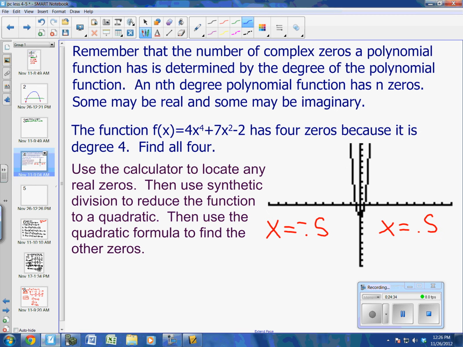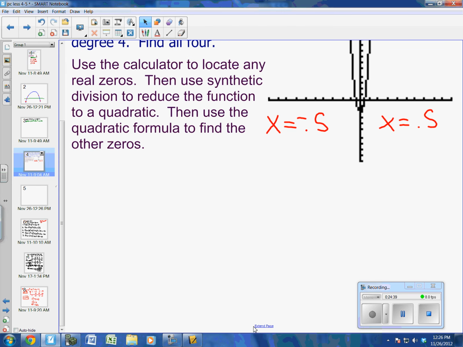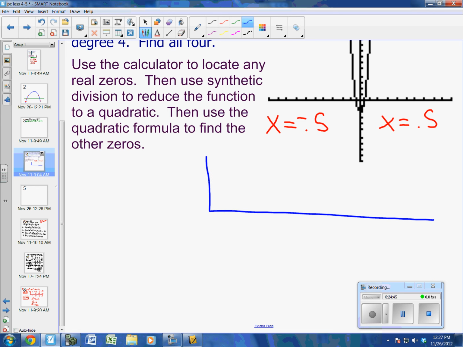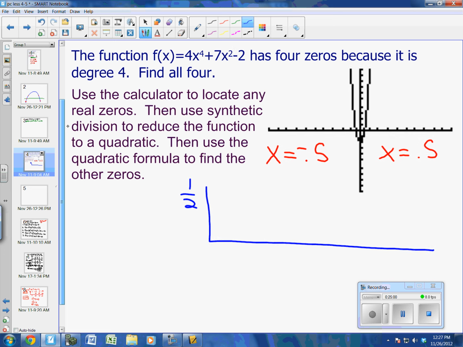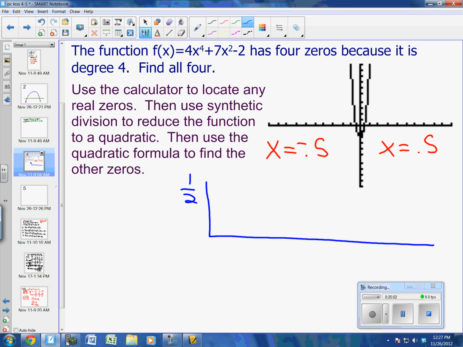So this is what we're going to do right here. Whoops, go back to this one. Okay, so here we go. We're going to start right here, and since we already found the real zeros, we're going to divide negative 0.5 and positive 0.5 into this. Which one do you want to do first? Okay, let's do, and I'm going to write it as 1/2. You can use it as decimals. What are my coefficients, guys? 4, 0, 7, 0.